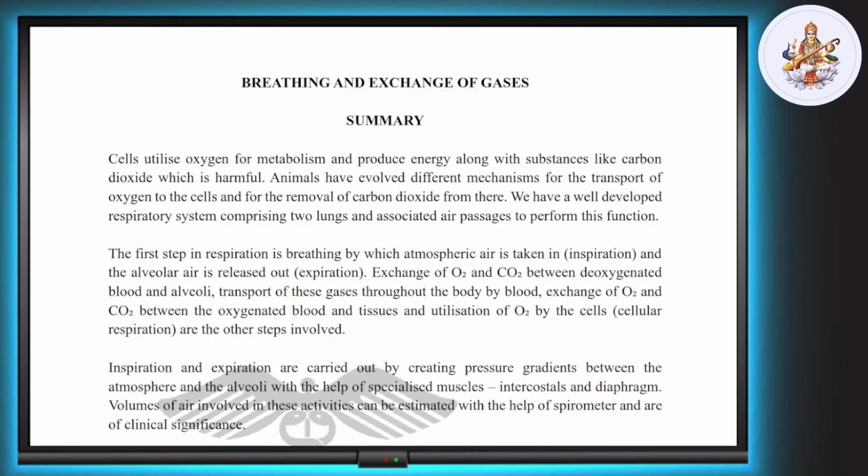First step, breathing or pulmonary ventilation. Breathing involves 2 actions. Inspiration, air enters the lungs. Expiration, air leaves the lungs. How is this done? With the help of intercostal muscles between ribs and the diaphragm muscle under the lungs, the pressure inside our lungs is changed. This pressure gradient helps air move in and out.